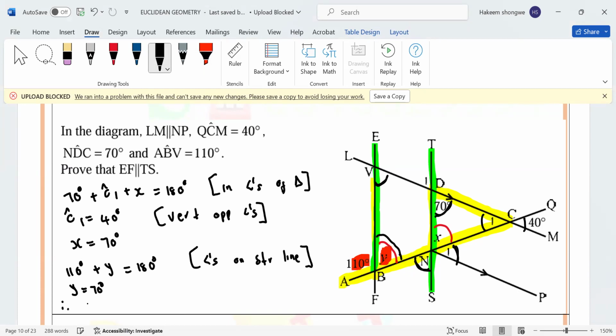Then EF is parallel to what? To TS. Why am I saying EF is parallel to TS? Because x equals y, then check what do they form here? An F shape. Then what's an F shape? Corresponding. So how does it apply? Converse. We can say corresponding angles are equal, then you are done.